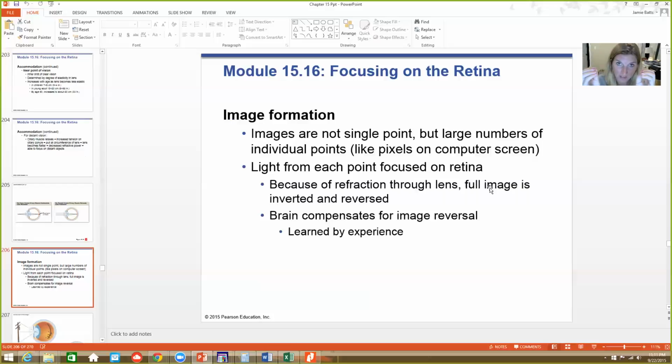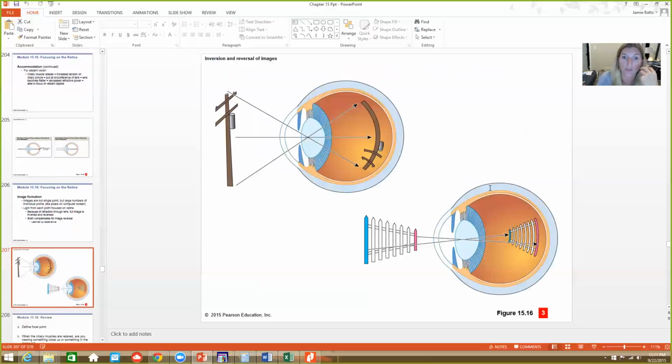Your brain compensates though, by reversing the image in the visual cortex, and it's through experience that your brain learns to do this. So if what you're actually seeing is this right side up telephone pole, what is hitting the back of your retina is an upside down telephone pole. And notice that that little canister thing, whatever that junction box is called, is on the other side. Same thing here. This little train track thing, it's inverted and it's upside down.